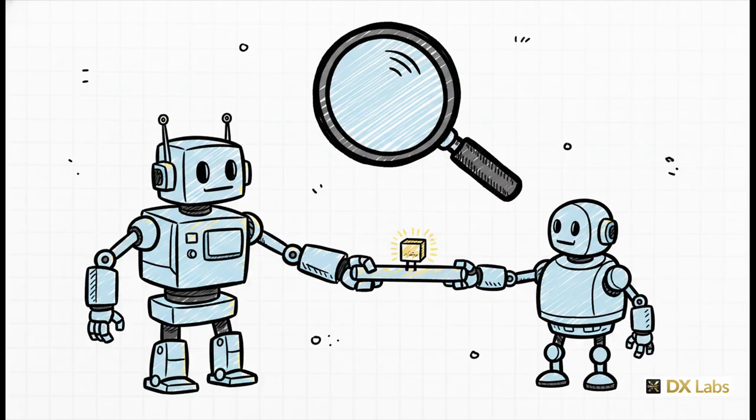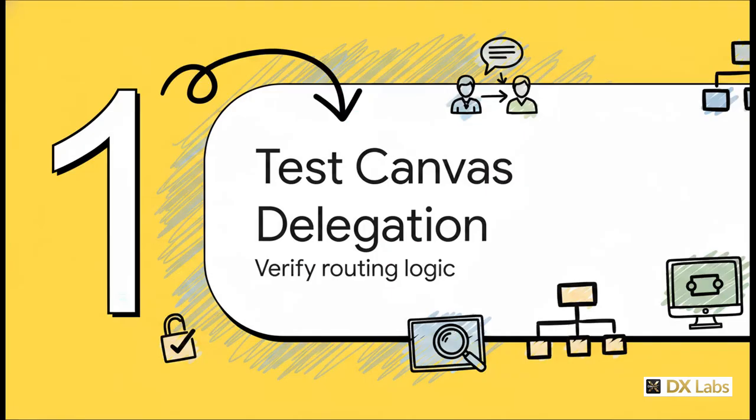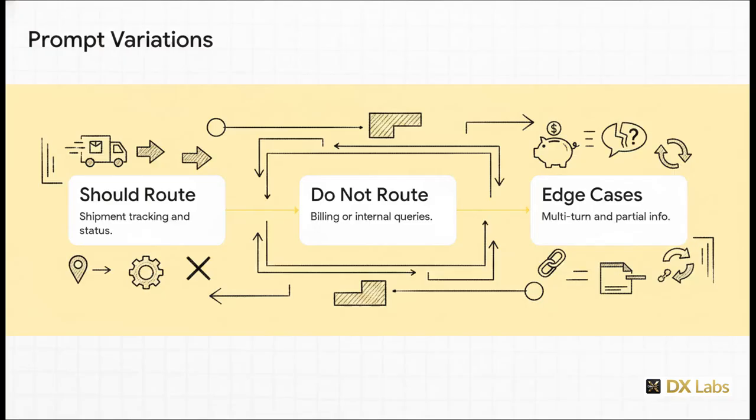Okay, let's jump into our first major tool for actually observing this. Section 1. Test Canvas Delegation. Verifying functional routing logic. So the Copilot Studio Test Canvas is really your go-to environment for real-time observability into how your orchestrator is processing requests. It lets you, as the architect, fire off test queries and instantly see in the activity log whether the orchestrator is correctly delegating the task to the right external agent or if it's mistakenly trying to handle it internally.